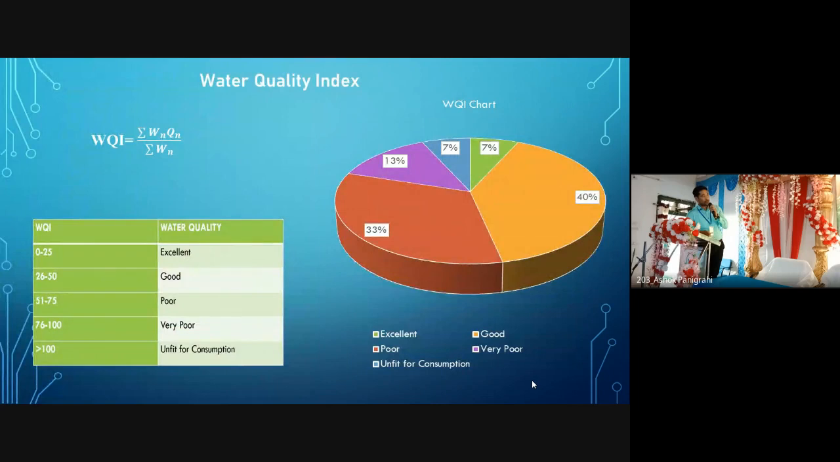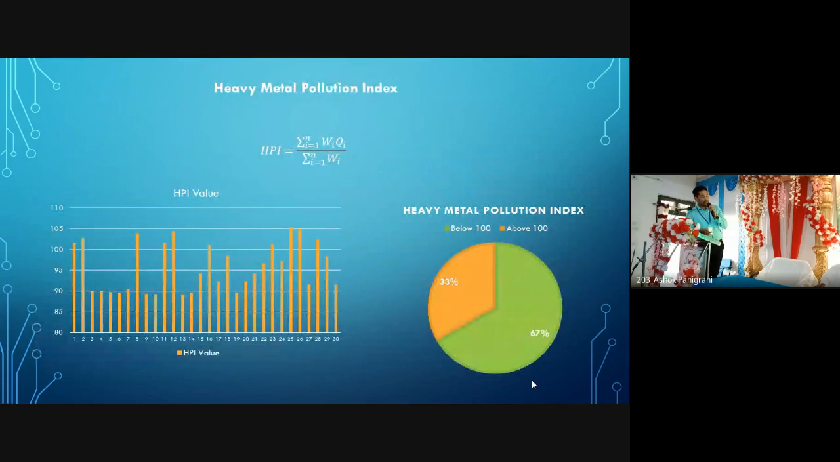When we analyzed the water quality index, we found that 14% of the water sample sites are under excellent and good category, while 40% are under very poor category and 33% are poor category, while 13% and 7% are under unfit for consumption category. Then when we analyzed the heavy metal concentration, we generally evaluated 3 indices.